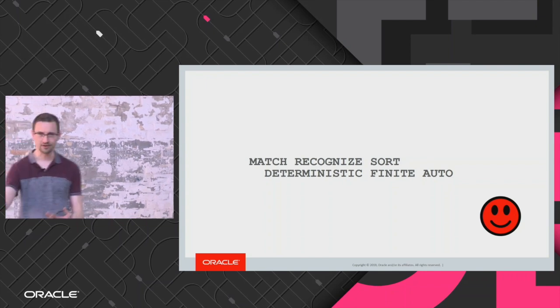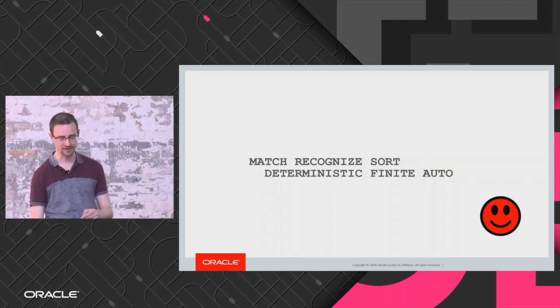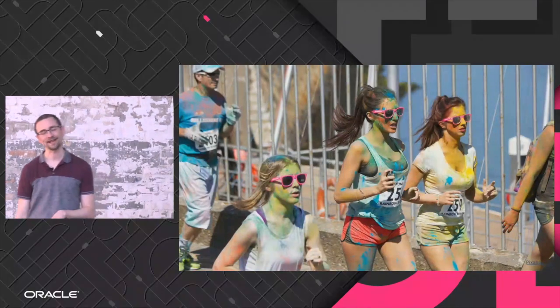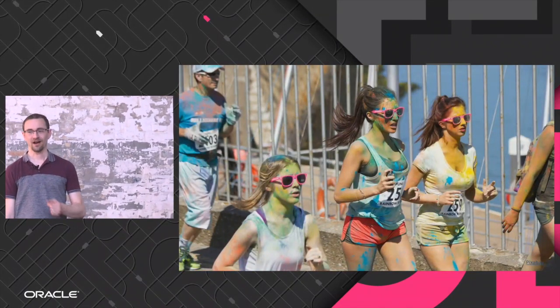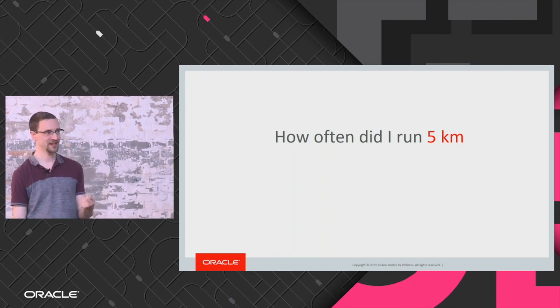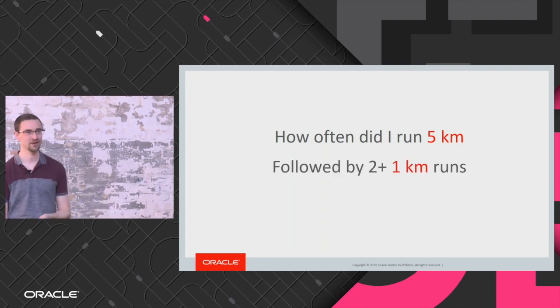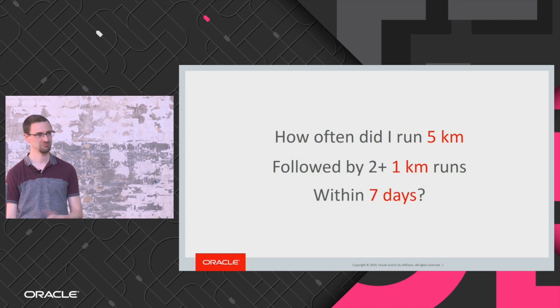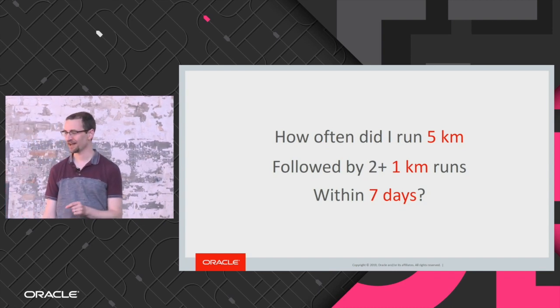Okay, so we've seen whether or not I can stick with my training program, whether or not I'm improving, whether or not I'm actually likely to achieve some kind of goal. Let's do something a little bit wacky to finish up, okay? I want to look for a bit of a weird pattern in my data. I want to say, how often did I go on a 5K run, followed by 2 or more 1K runs, all within 7 days, okay? All right, so how do we do this?